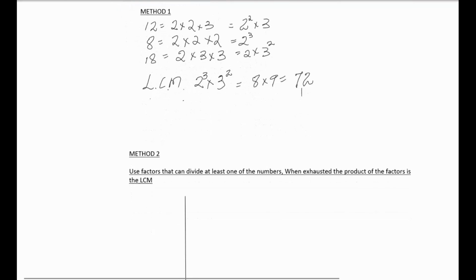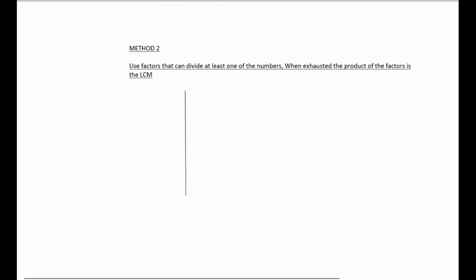Let us look at the second method, which is similar to what we did for highest common factor, but is not exactly the same. So we use factors that can divide at least one of the numbers. When exhausted, the product of the factors is the LCM. So we had 8, 12, and 18. And it's obvious we're going to start with 2. 2 into this 4, 2 into this 6, 2 into this 9.